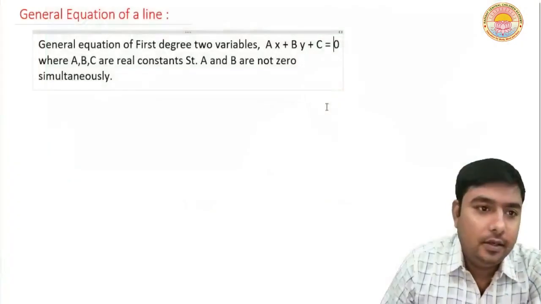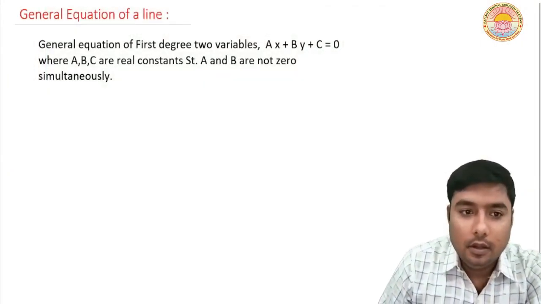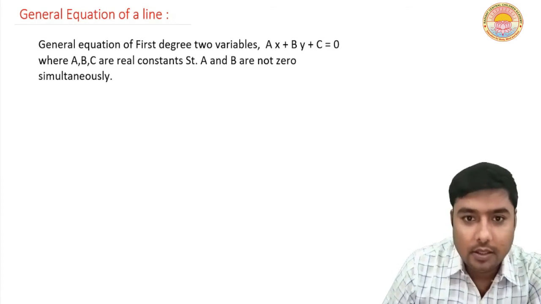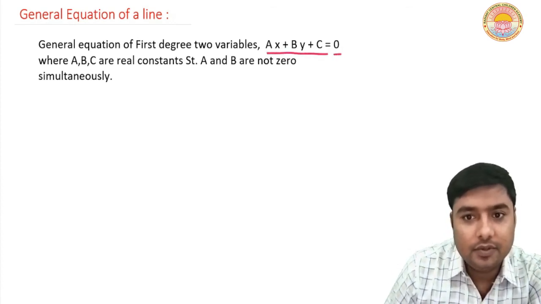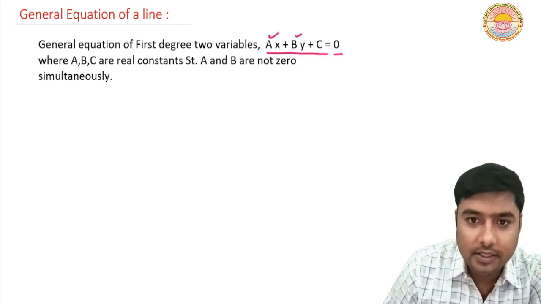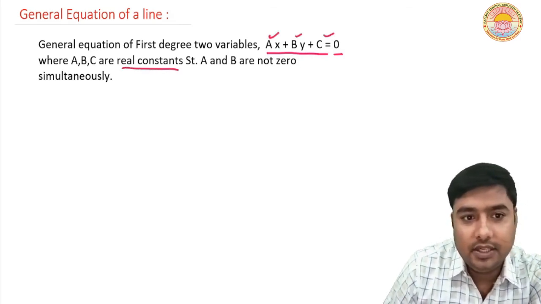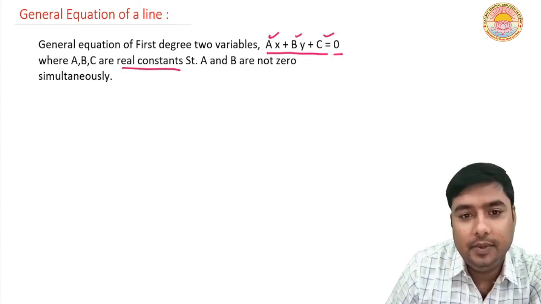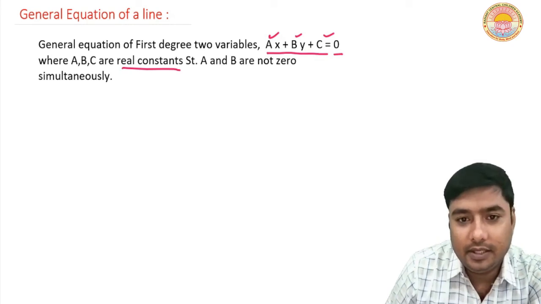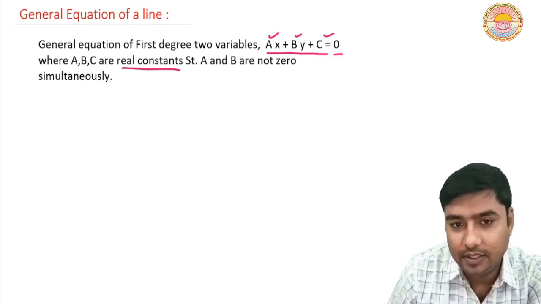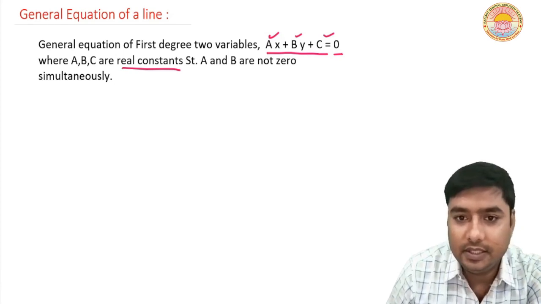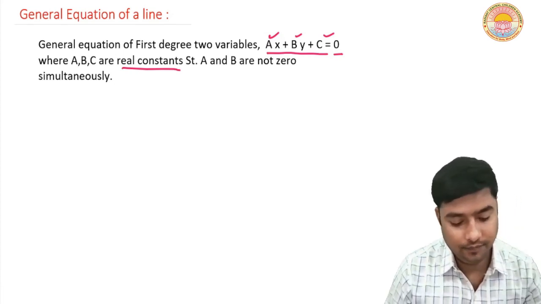What is the general equation of a straight line? An equation in first degree of two variables: ax plus by plus c equals 0. What are a, b, c? They are real constants such that a and b are not 0 simultaneously. If a and b are both zero simultaneously, then only the constant remains, which means c equals 0.